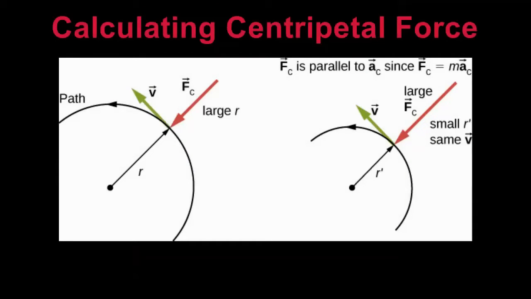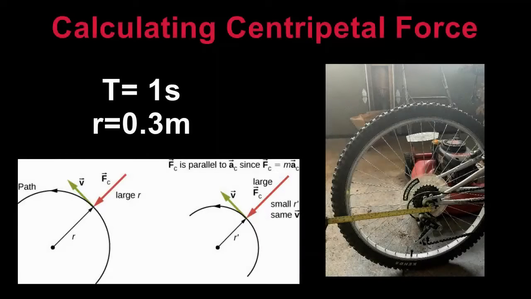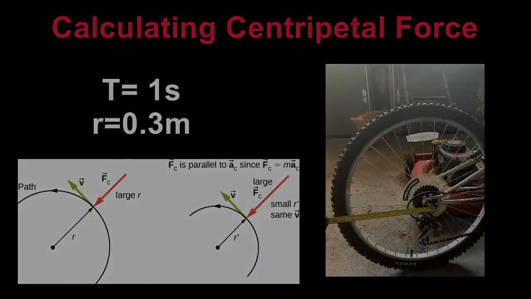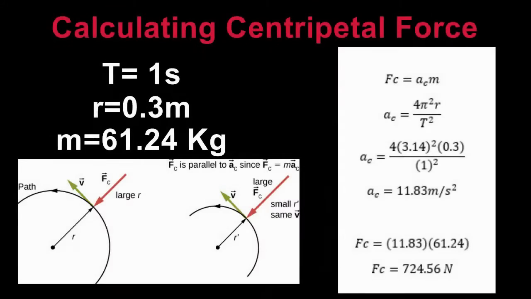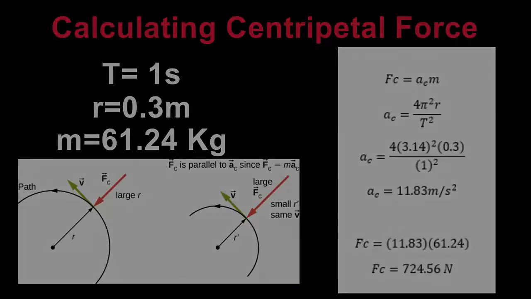For starters, I drew a rough FBD of how the wheel would look and the forces acting on it. Then I measured my wheel to get the radius, and I realized that the period was 1 because it took 1 second for the wheel to make a full turn. I then had all the values I needed to solve for centripetal acceleration, and I used the mass that I just used to calculate acceleration, substituted it in, and found the centripetal force that the wheel exerted on the ground.